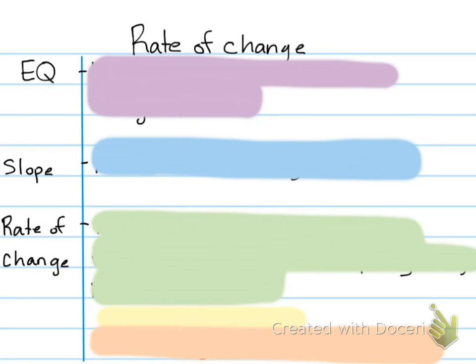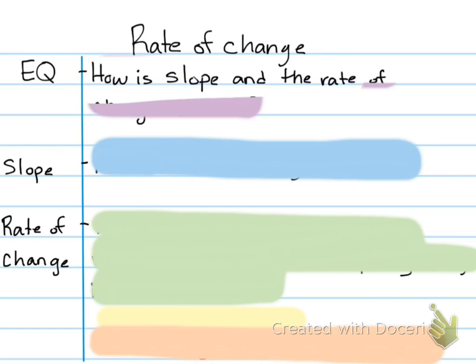Today we're going to be talking about the rate of change, and so let's go ahead and see what our essential question is. It is, how is slope and the rate of change related? So let's go ahead and talk about what slope is. Again, the variable m is going to be representing slope.